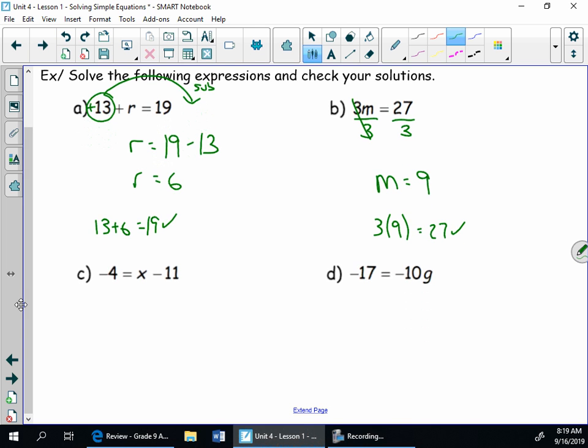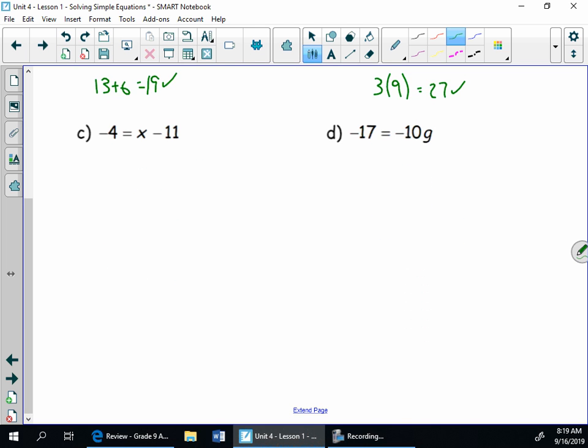Okay, let's try c. x by itself. It's got this minus 11, so I need to move it. Right, I always stick it at the end, so after the -4. What's the opposite of subtracting? That's adding. So I need to add 11. -4 plus 11 is 7. Let's see if it works. What's 7 minus 11? 7 minus 11 is -4. I got it right.